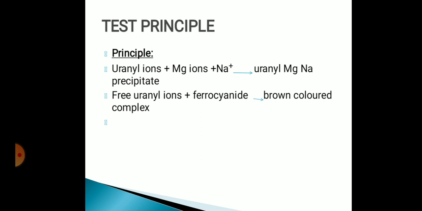Sodium is precipitated as triple salt with magnesium and uranyl acetate. The excess of uranyl ions are reacted with ferrocyanate in acidic medium to develop a brownish color. The intensity of the color produced is inversely proportional to the concentration of sodium in the sample.